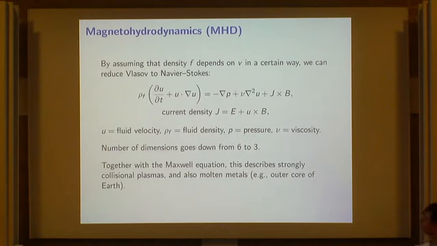And the reason that I talked about molten metals is that this equation can also be used for molten metals. So they generate a magnetic field by themselves, and that is what creates the magnetic field in the Earth. So that's this outer core of the Earth.